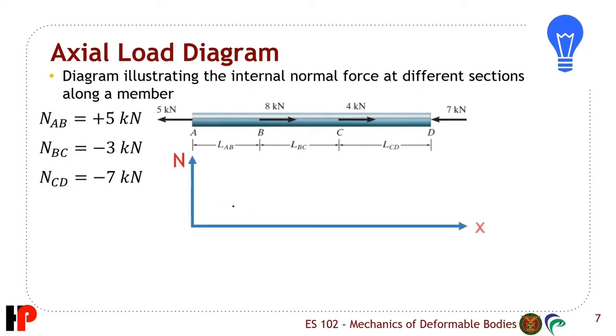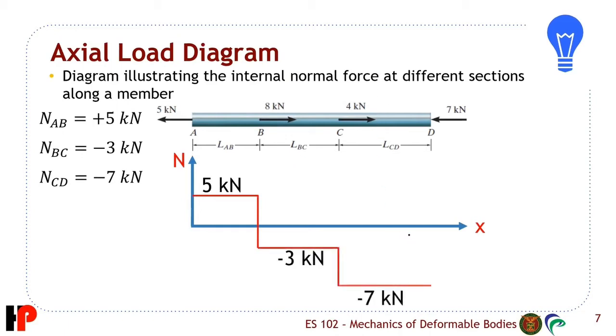So you have to graph N versus the length. So kay AB, sabi, positive 5. Tapos pagdating kay BC, magiging negative 3 daw. Tapos pagdating kay CD, magiging negative 7. Tapos sasara natin yung diagram. So, yan po yung paggawa ng axial load diagram.